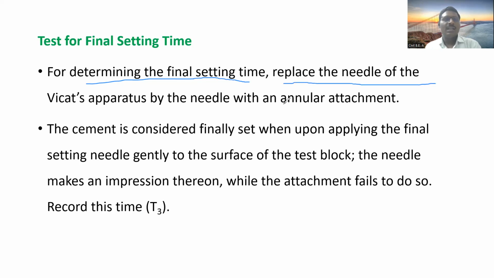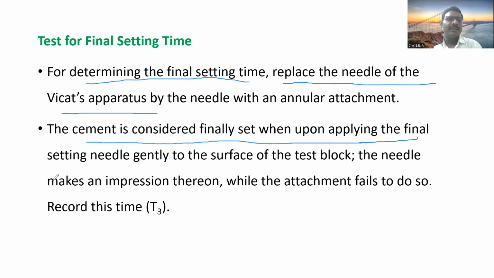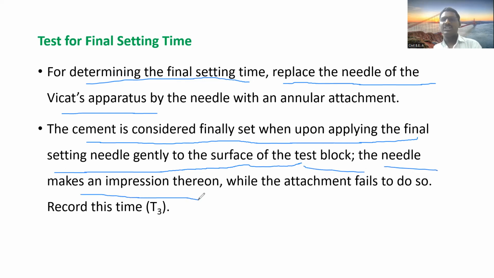So replace the needle of the Vicat apparatus. For initial setting time, a separate needle is there, and for final setting time, a separate needle is there. So now, to measure the final setting time, we have to attach this needle to the Vicat apparatus. Then the cement is considered finally set when, upon applying the final setting needle gently to the surface of the test block, the needle makes an impression.